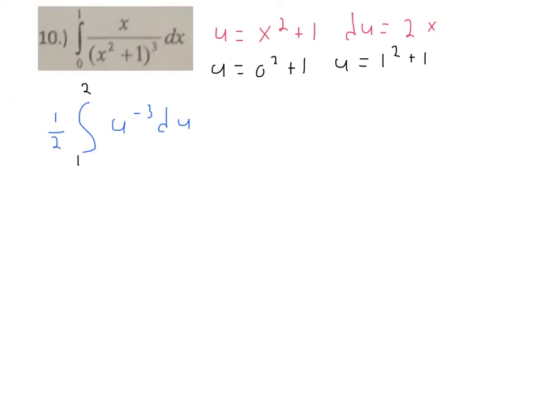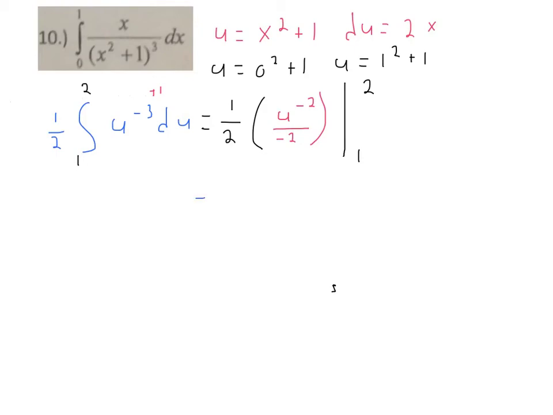So this is equal to 1/2 times. Now, we do have a little bit of a problem adding 1 to negative exponents. So I think it is very helpful to just add that 1 in there. So negative 3 plus 1 is u to the negative 2. And we have to divide by that new exponent. And we're taking this from 1 to 2.